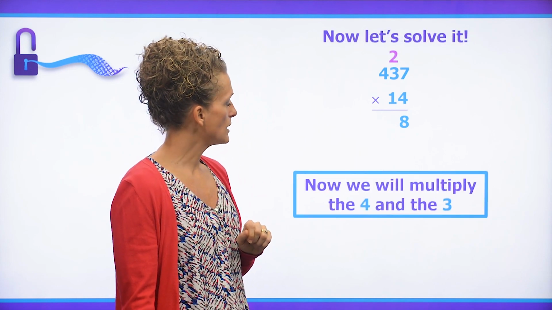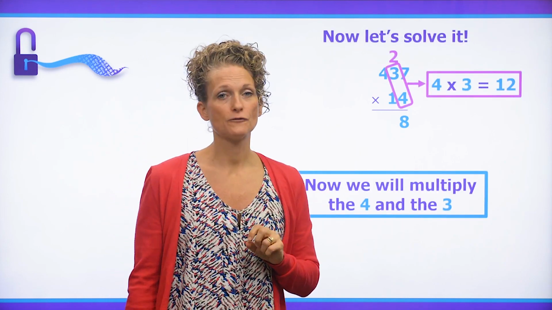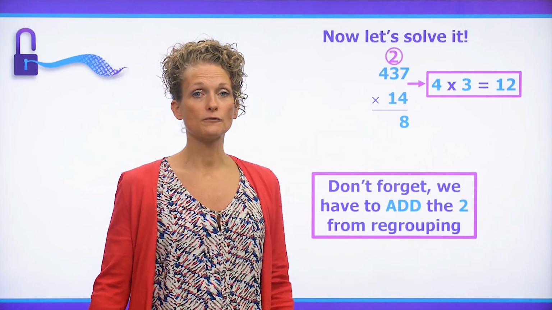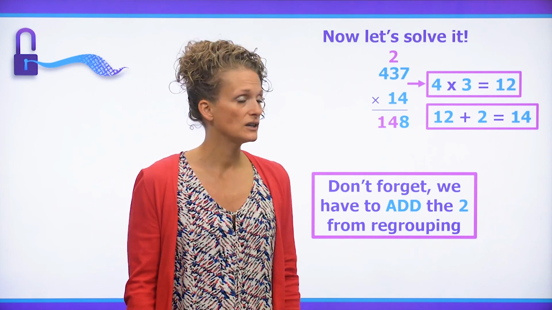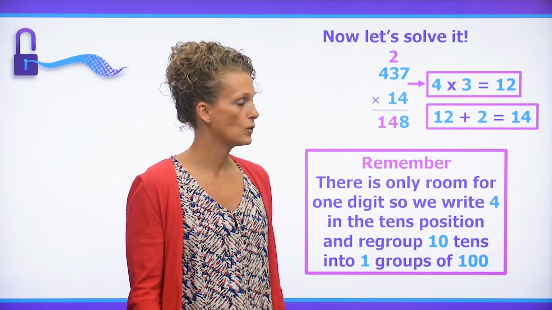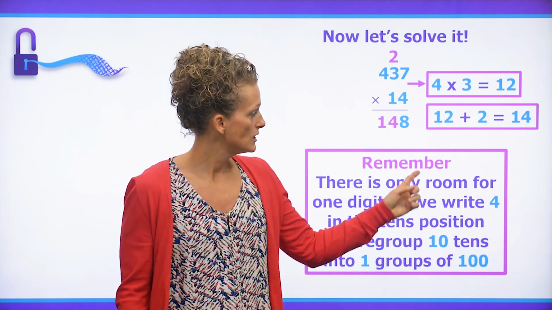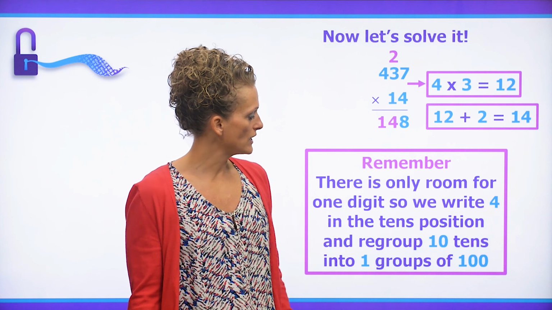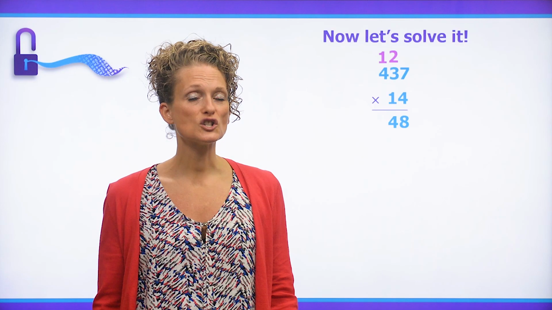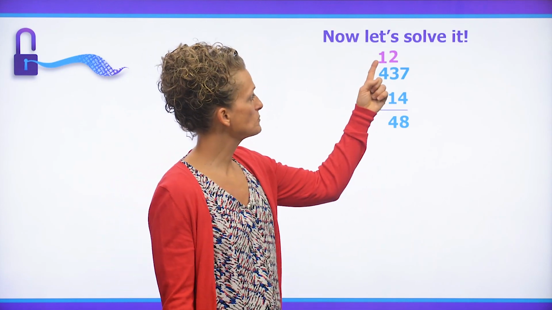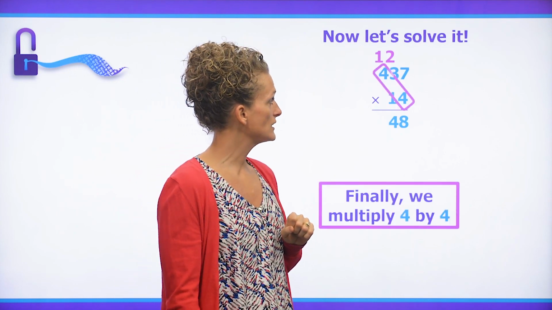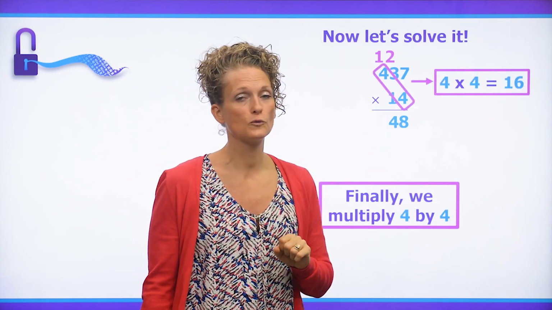Now we're going to multiply the 4 and the 3, which 4 times 3 is 12. And then, of course, we have to remember to add this 2 that we got from regrouping. So 12 plus 2 is equal to 14. Now, again, there's not room for more than 1 digit in each position. So we keep the 4, and then this 1 we're going to have to regroup. Now, it represents 10 groups of 10, which is 1 group of 100, which is why we place it above the hundreds.